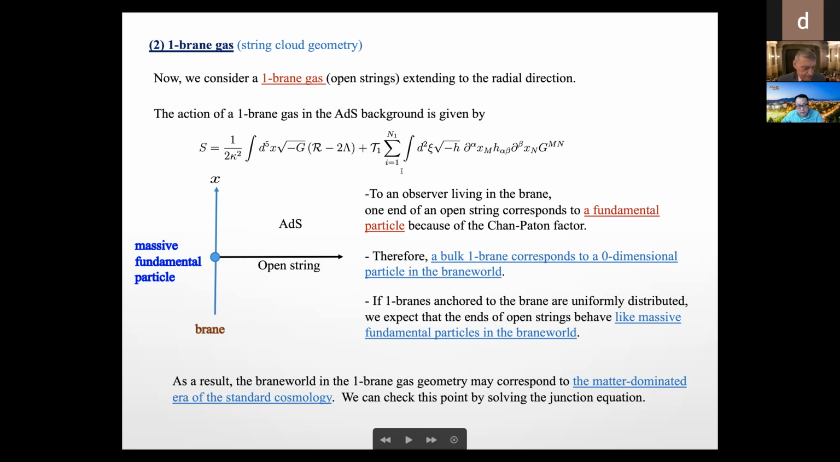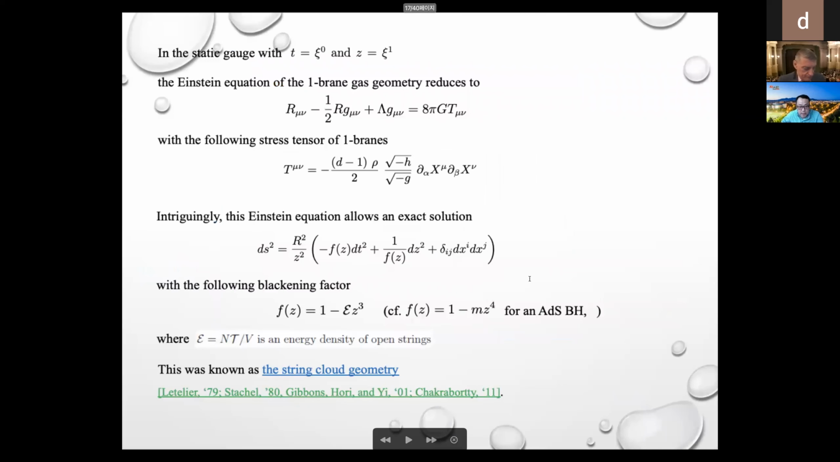If we consider the gravitational backreaction of this one-brane gas, we obtain these types of solution. It allows us some analytic and exact solution. Compared with the AdS black hole, it has a different power. In the black hole case, it's a 4, and in the string case, it's a 3. Because when you consider a black hole, we consider a 0-dimensional object, but when you obtain this one-brane gas geometry, we consider a 1-dimensional object. So this depends on the dimensionality of the object.